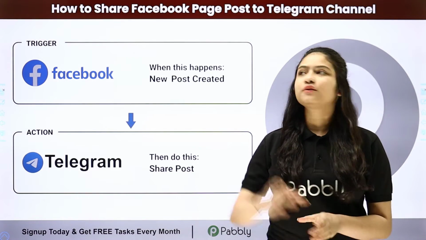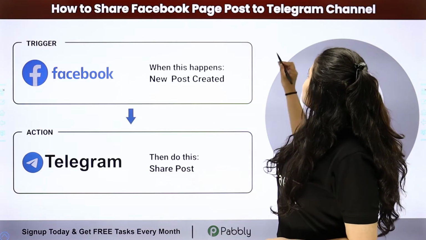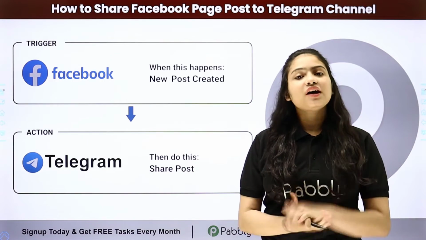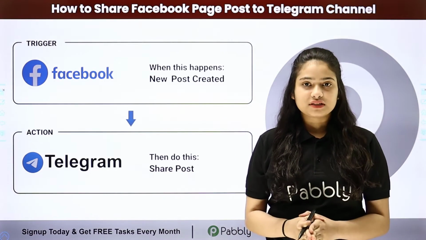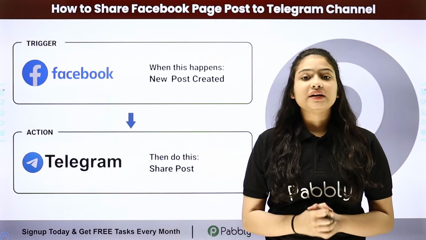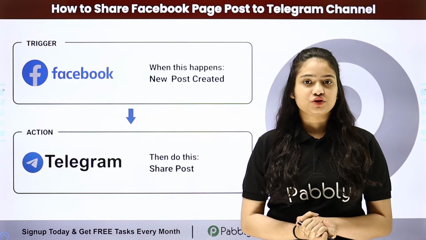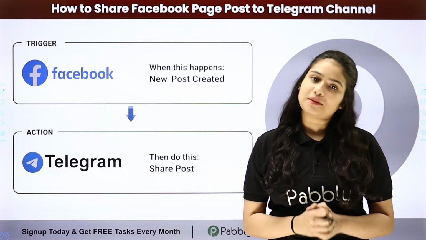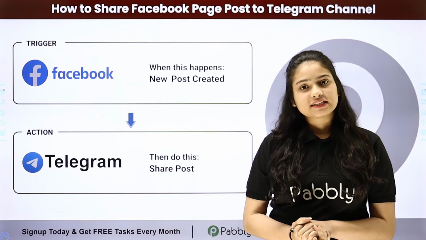In this video, we are going to learn how to share a Facebook page post to a Telegram channel. My objective is that as soon as I post something on my Facebook page, that same post along with a caption should automatically be shared to my team members on my Telegram channel. So how are we going to automate this entire process?